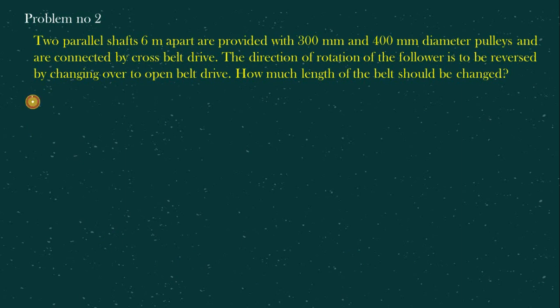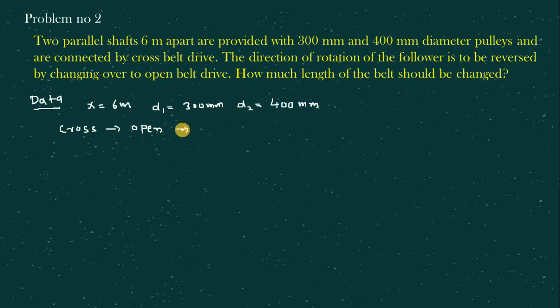Let's see what data is given in this numerical. The data given here is the x distance is 6 meters, and the diameter d1 is equal to 300 mm and d2 is given as 400 mm. There is a shift from cross belt to the open belt.